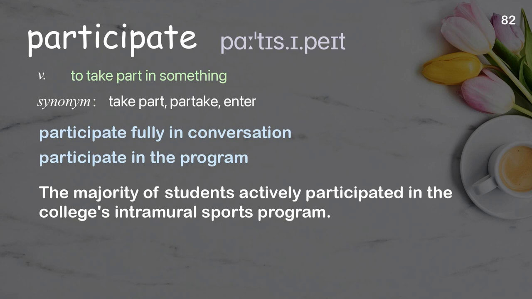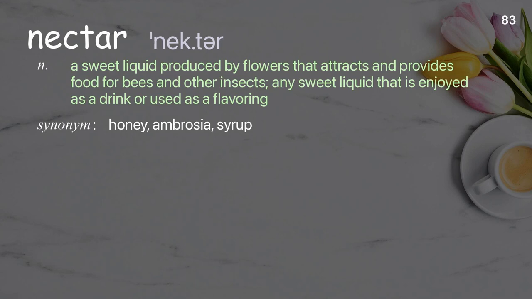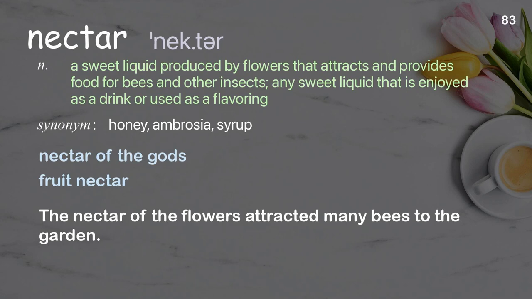Nectar. A sweet liquid produced by flowers that attracts and provides food for bees and other insects. Any sweet liquid that is enjoyed as a drink or used as a flavoring. Examples. Nectar of the gods. Fruit nectar. The nectar of the flowers attracted many bees to the garden.